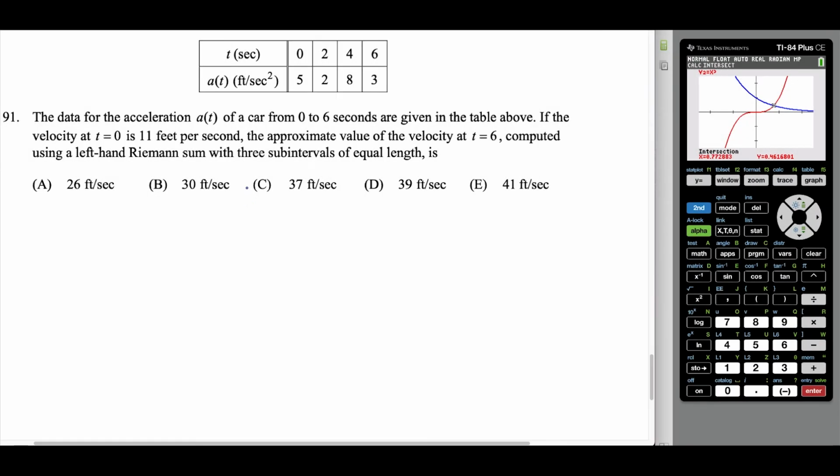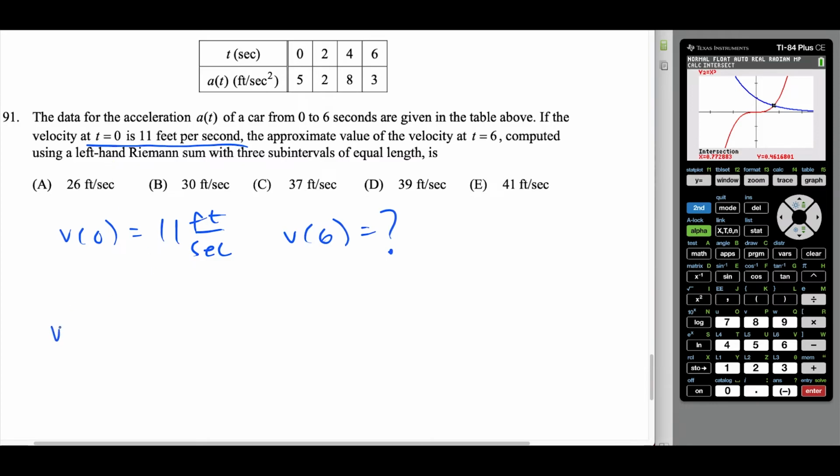So for question 91, we have acceleration, and it's the acceleration of a car from t equals 0 to 6. And the velocity at 0 is 11 feet per second. So I'm just taking this information and extracting it into function language. And we want to know the approximate value of the velocity at t equals 6. So this is what we want to find. And we're going to compute it using a left-hand Riemann sum.